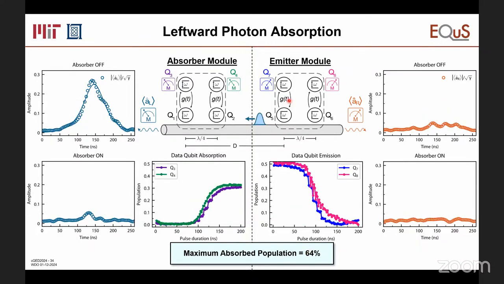Now, if we go in the other direction, we swap roles. This is the emitter. This is the absorber. Things look a little better. First, the photon comes out the left side if we turn the absorber off. And when we turn it on, you can see that it's much better matched. It's still reduced from half, but it's better matched. And here the absorbed population is about 64%.